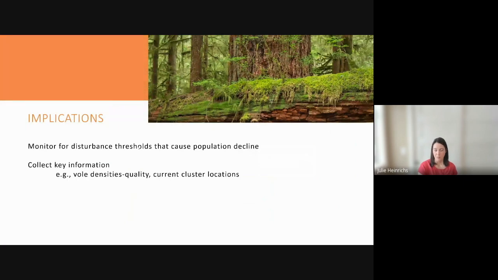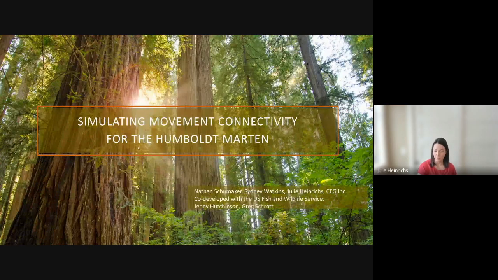So some of the recommendations were to think about monitoring for population decline in specific scenarios where populations are becoming disconnected from each other, and to think about forward-looking plans that allow voles to grow and persist in place where they can't move elsewhere.